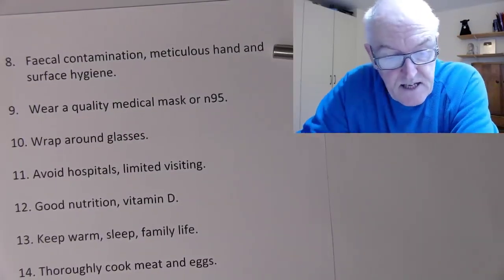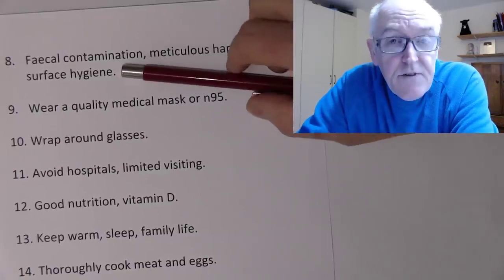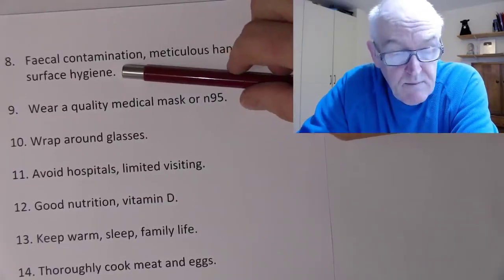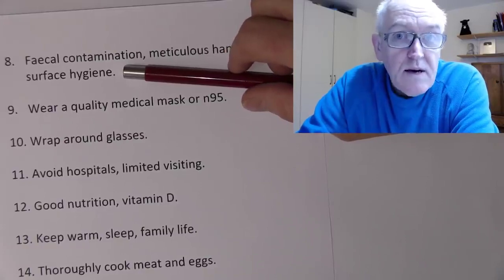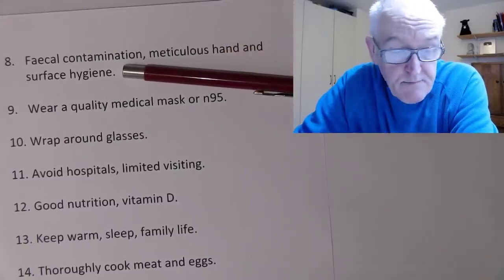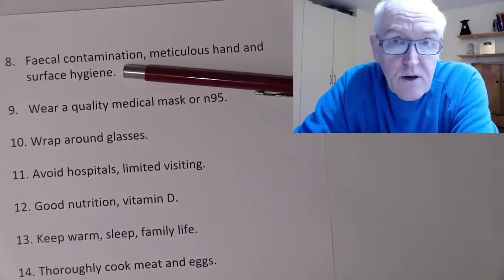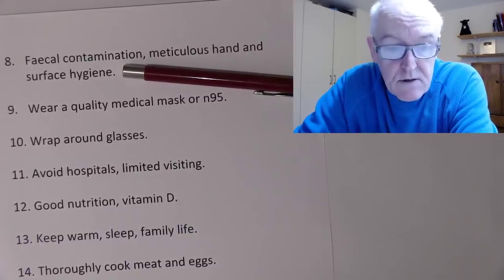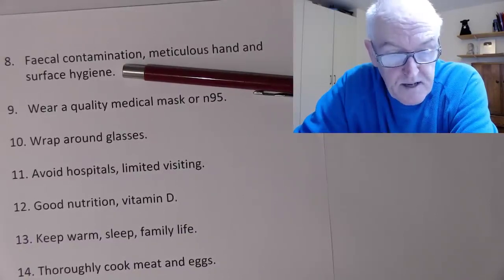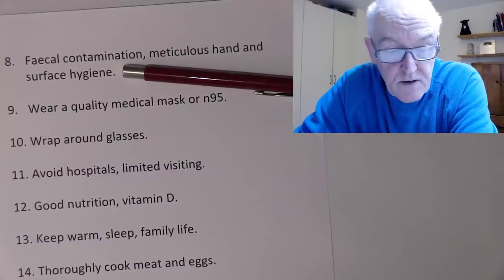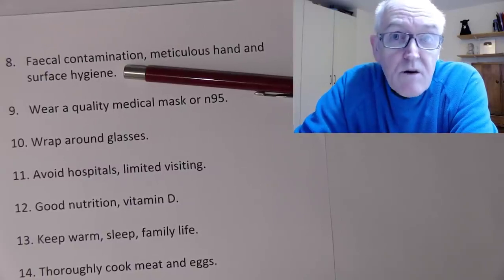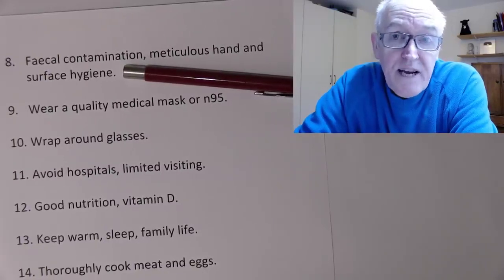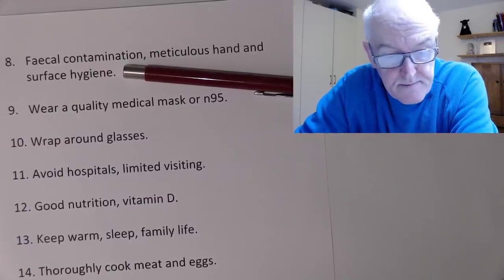So, meticulous hand hygiene, surface hygiene. Surfaces in the home can be cleaned with normal home antiseptics, disinfectants. Just follow the manufacturer's recommendations on the bottle and that should be fine. You can sanitize your surfaces in your home. And when you come home, or if you've been outside, always wash your hands thoroughly before you come in.